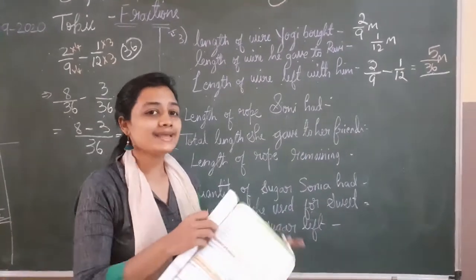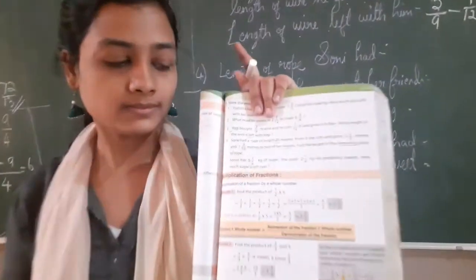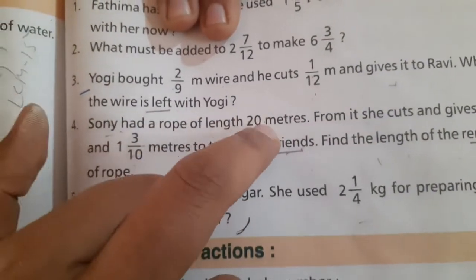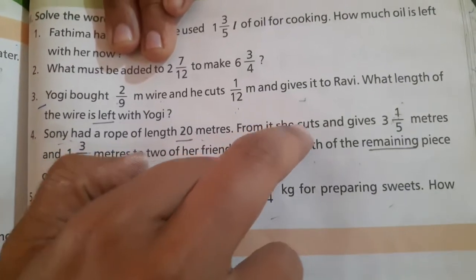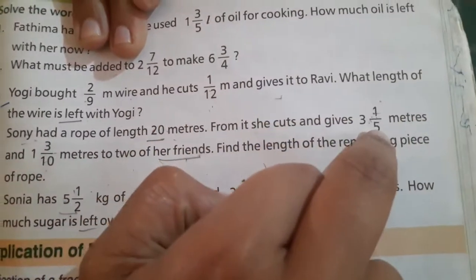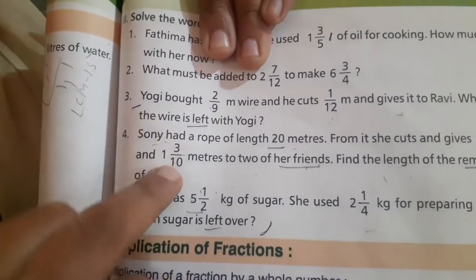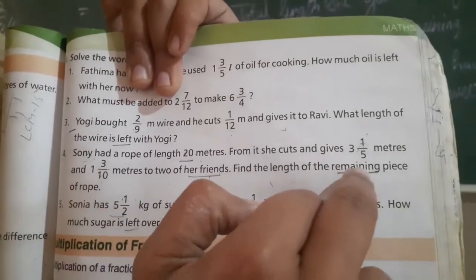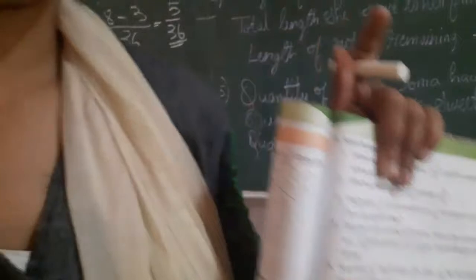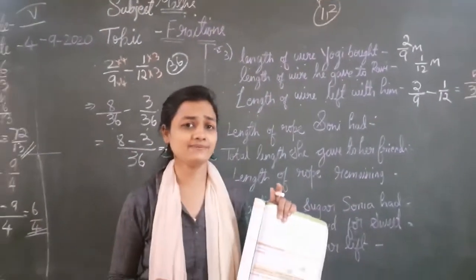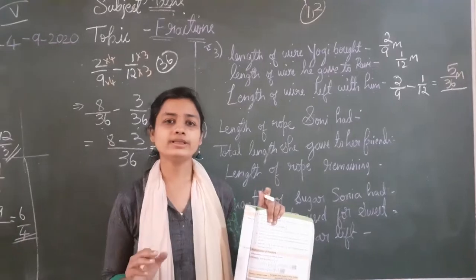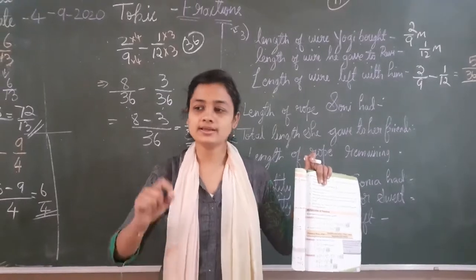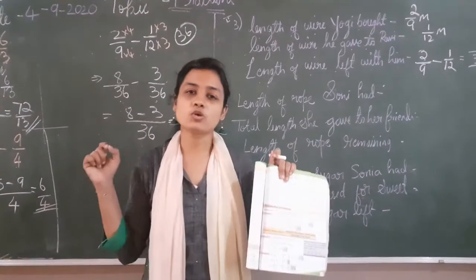Now go for the next question, that is the fourth one. Sony had a rope of length 20 meters. From it, she cuts and gives 3 1 by 5 meters and 1 3 by 10 meters to two of her friends. Find the length of the remaining piece of rope she has. Again, you can see the word left, so it means subtraction. What did Sony do? She had 20 meters of rope and she cut 2 pieces from that and gave them to her 2 friends. Now how much rope is left with her?